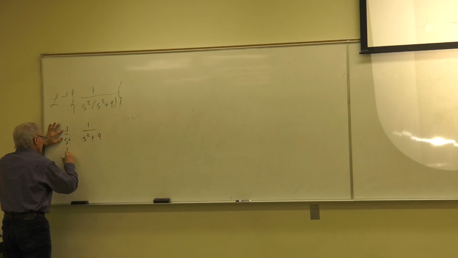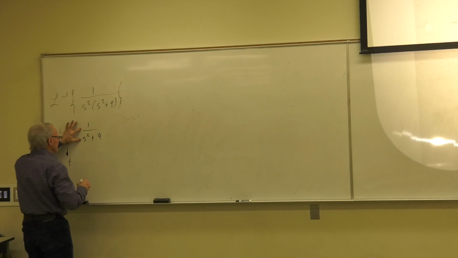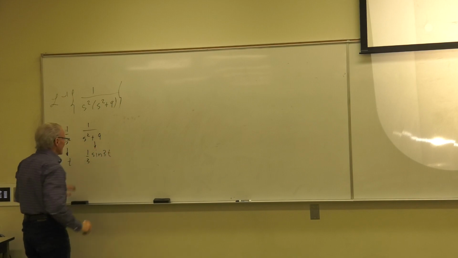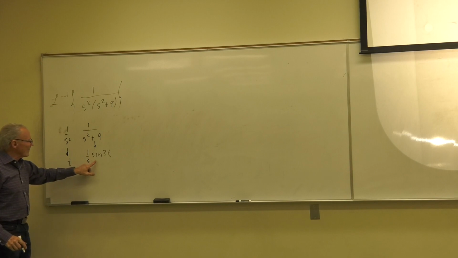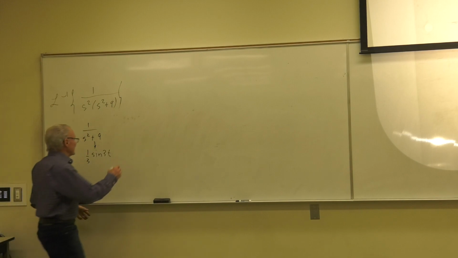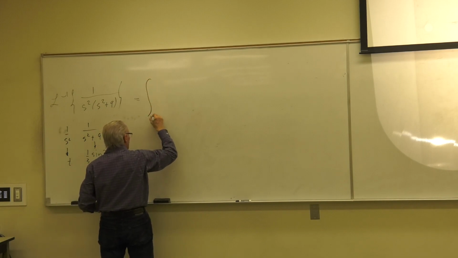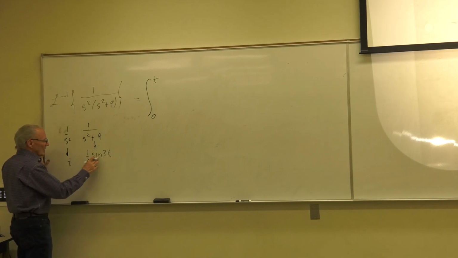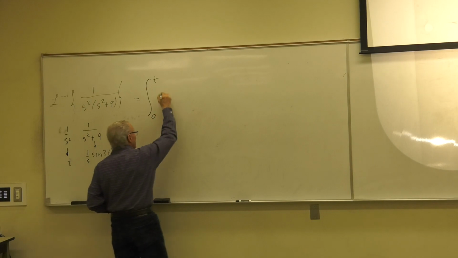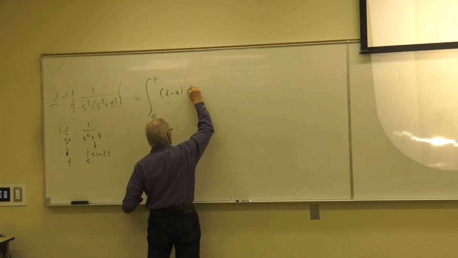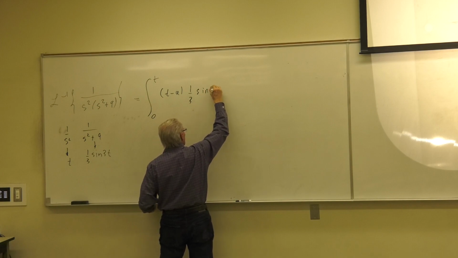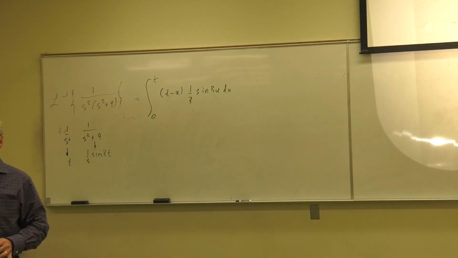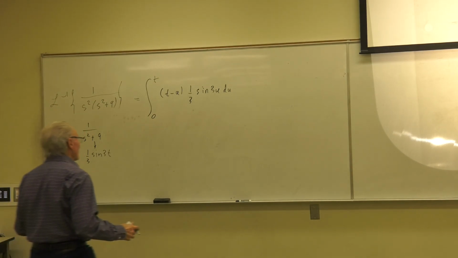I know the inverse transform of this one is t. I know the inverse transform of this one, that's a sine, 1/3 the sine of 3t. So if I take the convolution of this and this, I will have the inverse of that. So the answer should be the integral from 0 to t, convolution, t minus u, 1/3 the sine of 3u du. If I evaluate that integral, I will have the inverse of that product. We're going to do that.